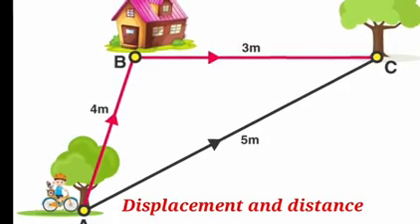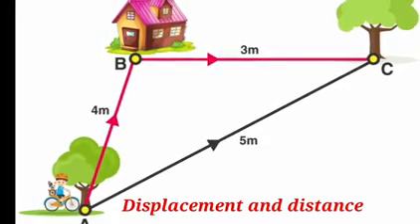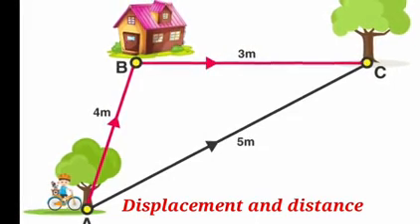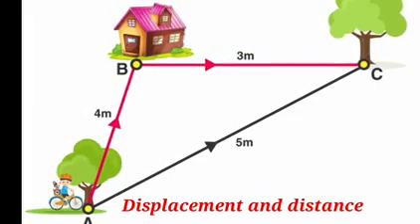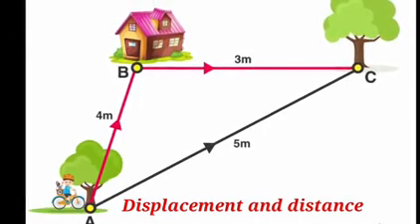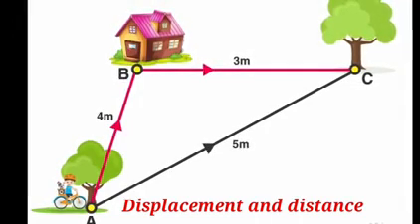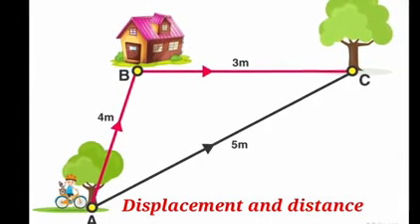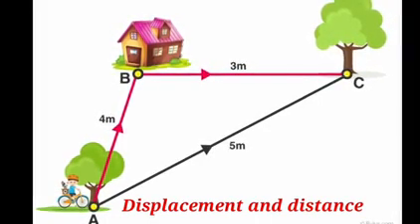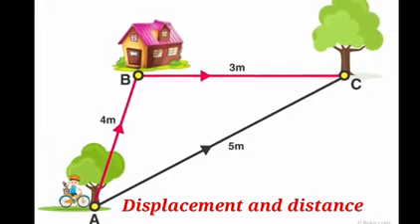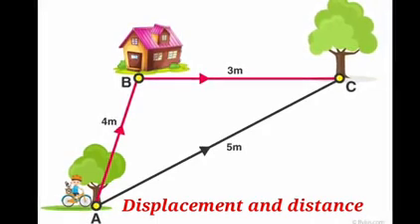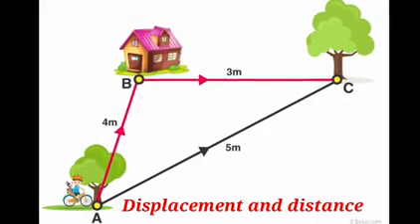Dear students, now we can see the difference between displacement and distance. Look at the picture. Two trees are there. One is marked A and another is marked C. And a house is marked B. The one standing near tree A has to reach tree C. He can take both paths. That means he can travel from A to B, then B to C. But another way is that he can reach C directly from A.